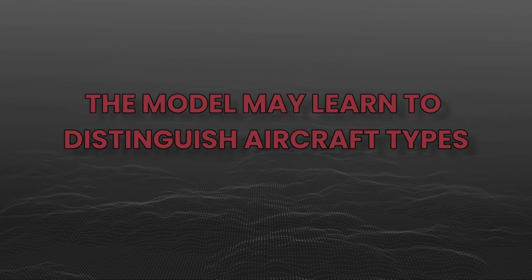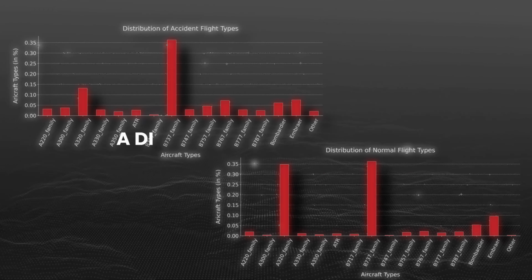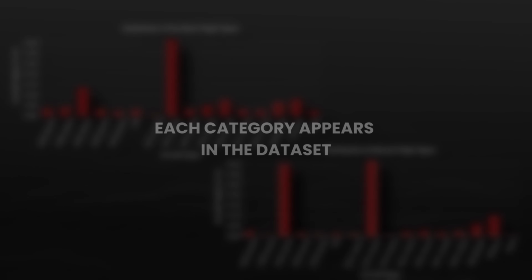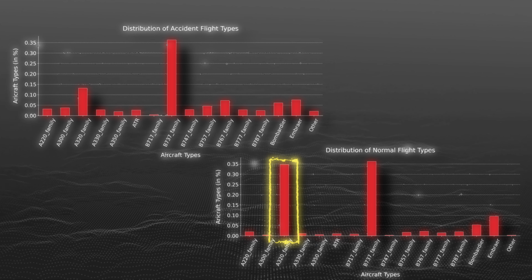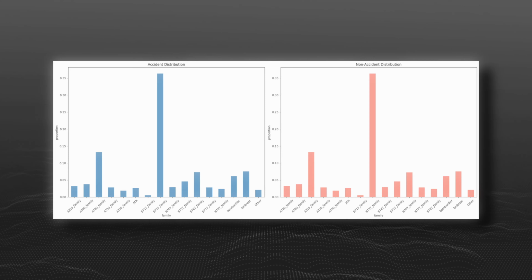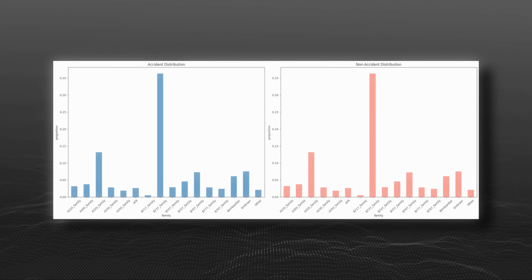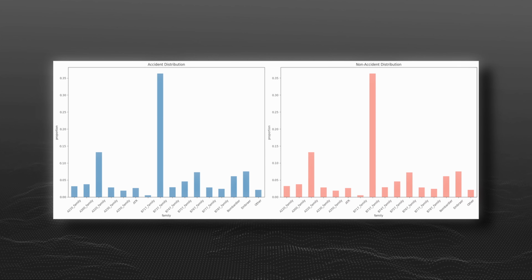If the aircraft type distributions differ between the two classes, the model may learn to distinguish aircraft types rather than identify accident-related behavior. Let's look at the distribution of our two classes. A distribution simply shows how often each category appears in the dataset. For example, what percentage of flights are A320s, B737s, and so on. Here you can see the final distribution after our stratification process. Both look very similar, which is exactly what we wanted.